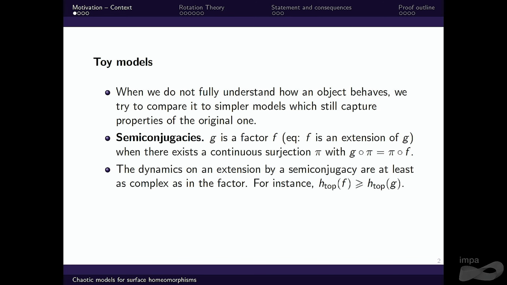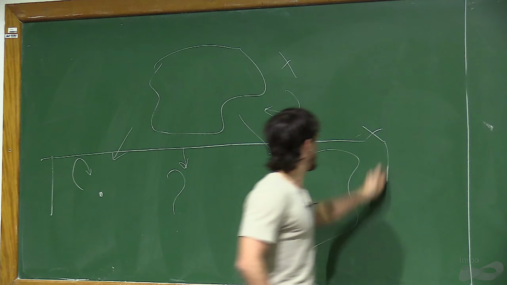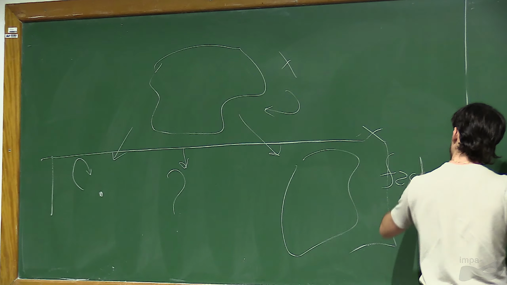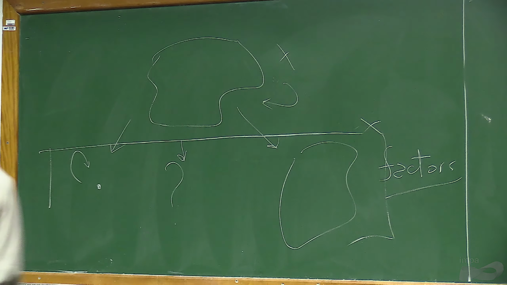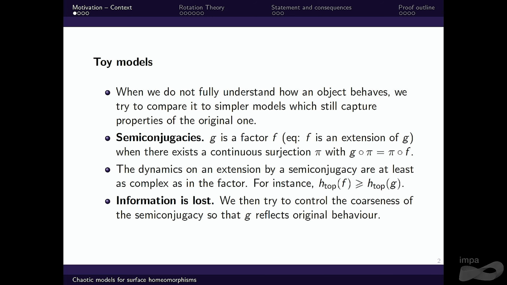On an extension, I will say that these are factors of these, which are extensions of these. So information is lost when we try to control the coarseness of the semiconjugacy, so that G, the factor, reflects some behavior of the original system. Let me give you two examples in surfaces.